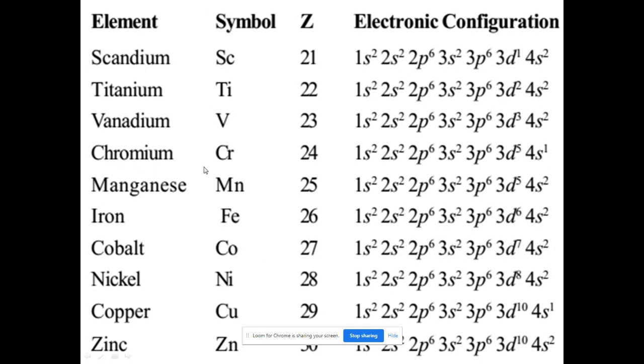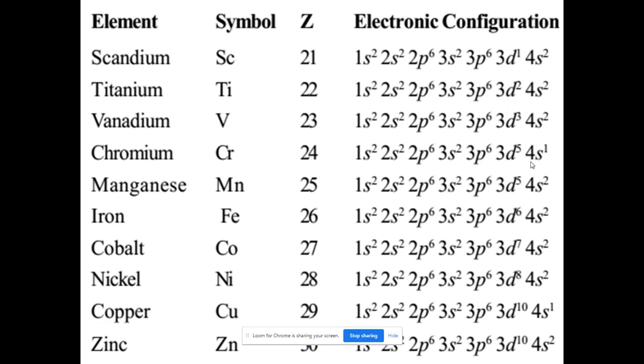The next element is chromium, symbol Cr, atomic number 24, whose electronic configuration is 1s2, 2s2, 2p6, 3s2, 3p6, 3d5, 4s1, instead of filling 3d4. As we have already said, each electron should be filled in the d orbital, but here the electron first enters the 4s subshell. Actually, the electronic configuration of chromium should be 3d4, 4s2.